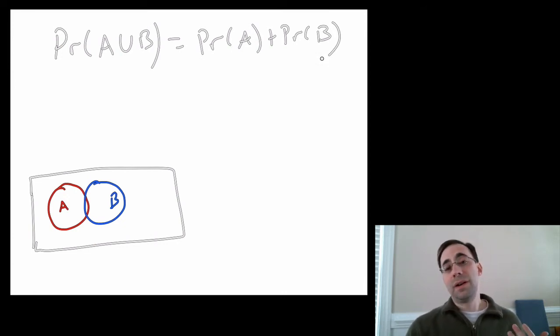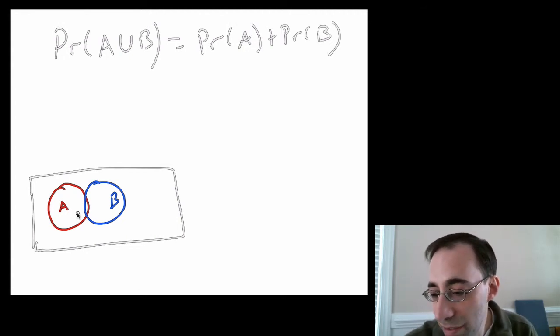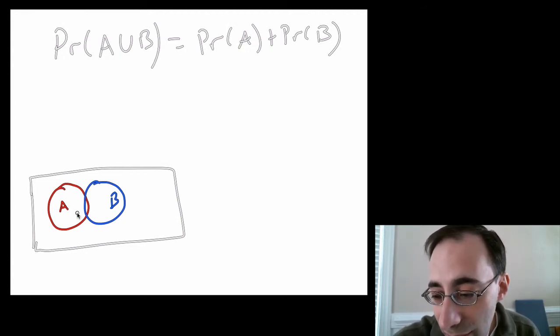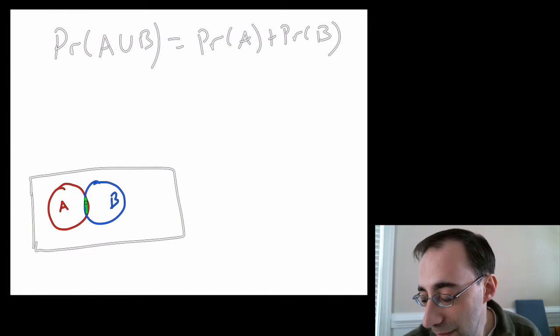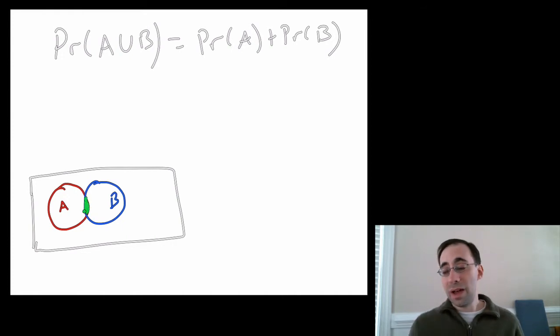Now, are we there yet? Almost. However, note that A is this entire region over here, including this shaded region in green. I apologize for people who are red-green colorblind, but hopefully you can tell the shaded region. When you have the probability of A, you include the chance of landing in that green region, in that middle shaded region. However, when you add B, you also include the chance of landing in that shaded region.